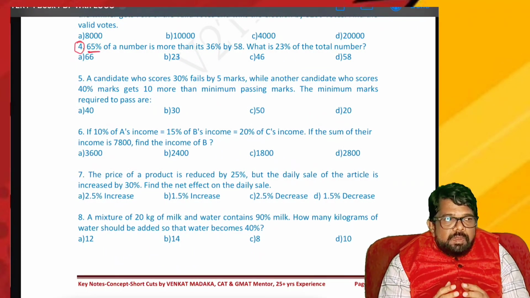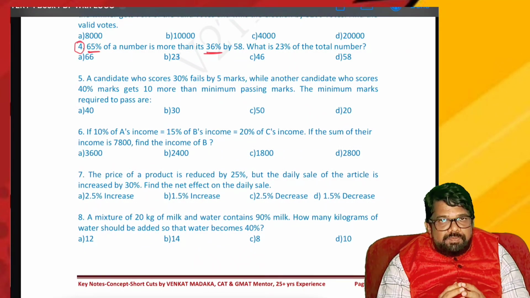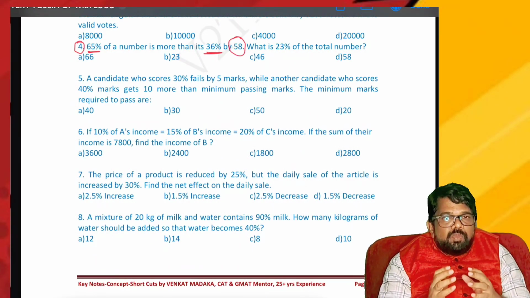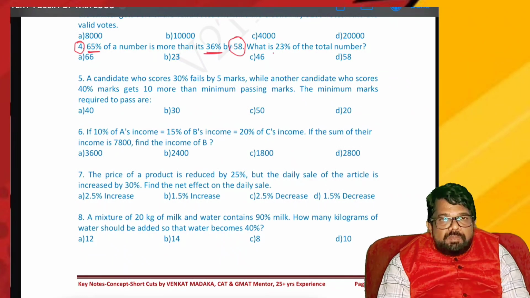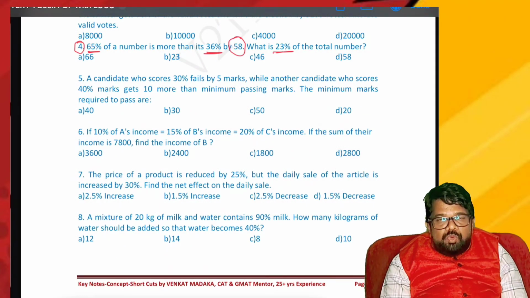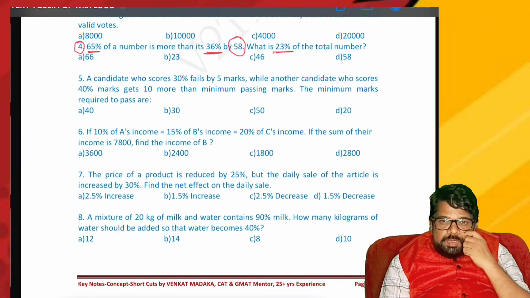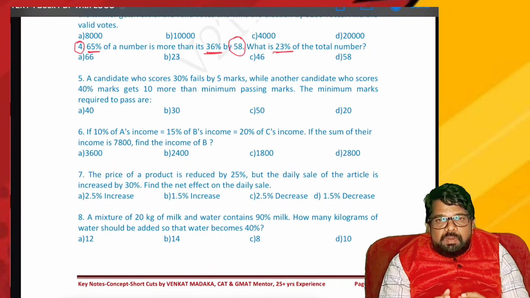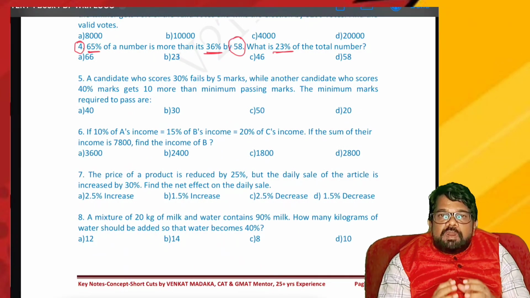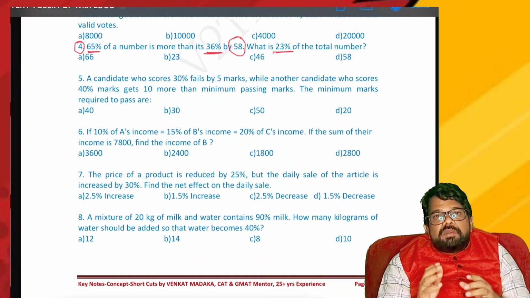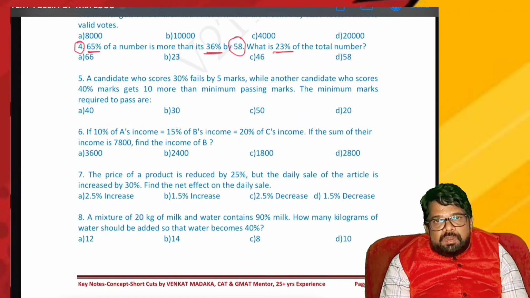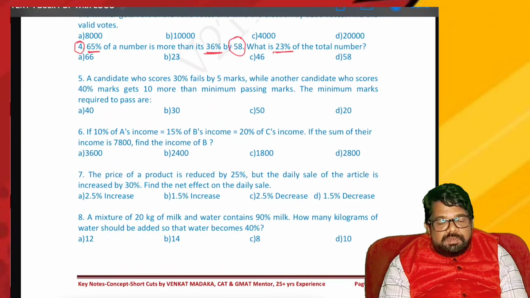65% of a number is more than its 36% by 58. So, you have to analyze the data carefully. 65% of a number is more than its 36% by 58. What is 23% of the total number? You see the material. You practice through material only. So first try to understand by listening to the video, try to understand the concept, then go through the material and try to find the answers.